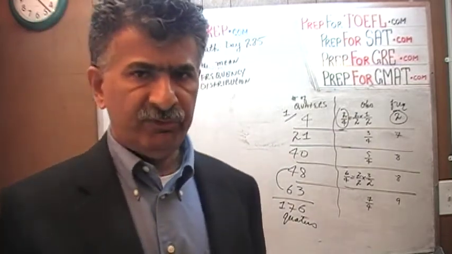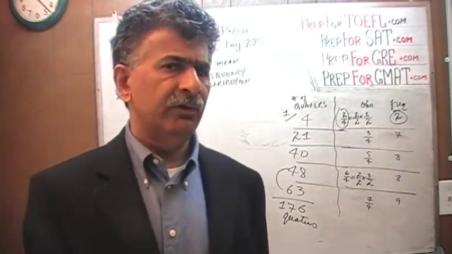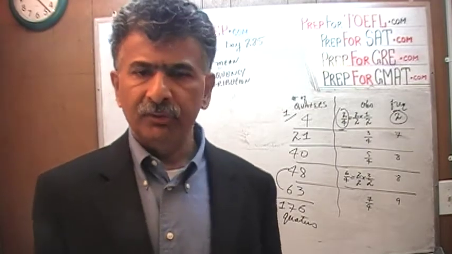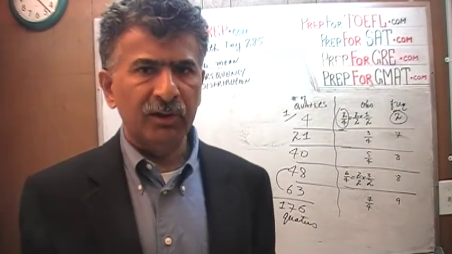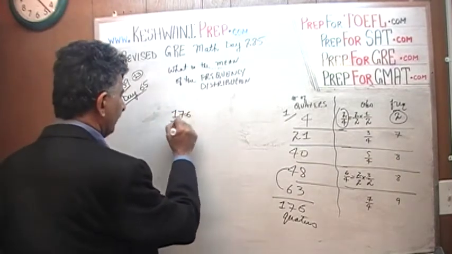If you have 176 quarters, how much money is that? 4 quarters make $1. Think of this in terms of money. 4 quarters make $1, 8 quarters make $2. How much money is 176 quarters? Well, let's find out, shall we?